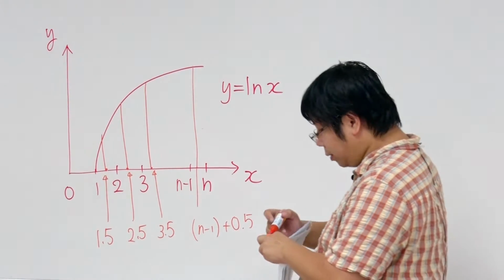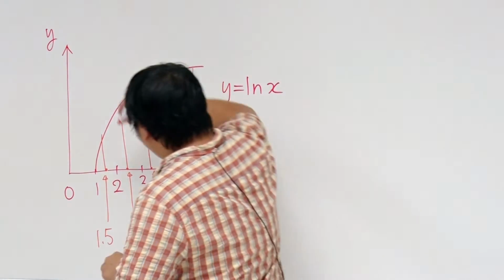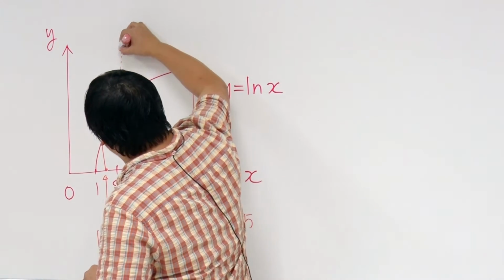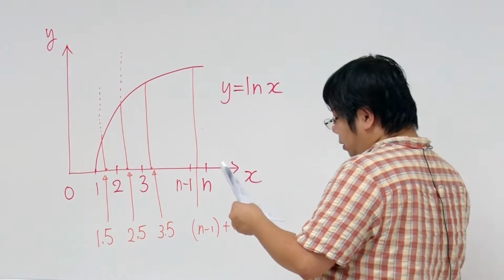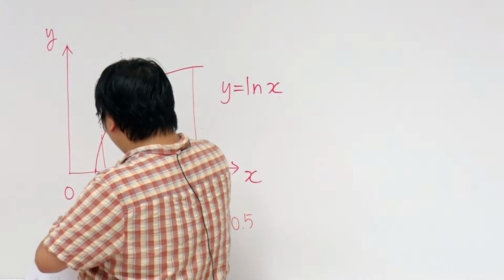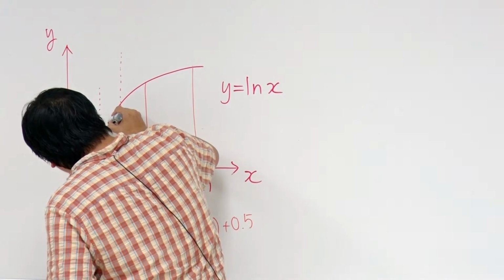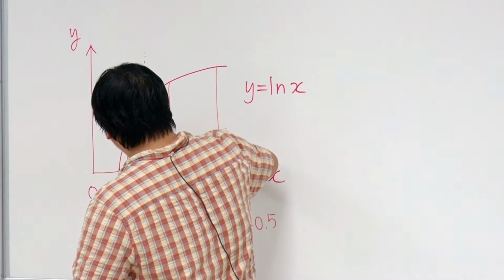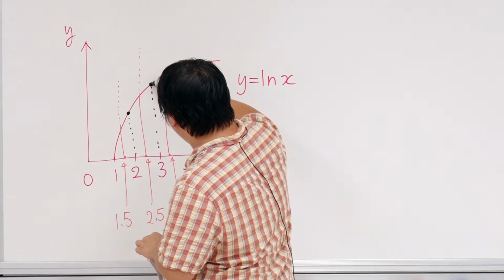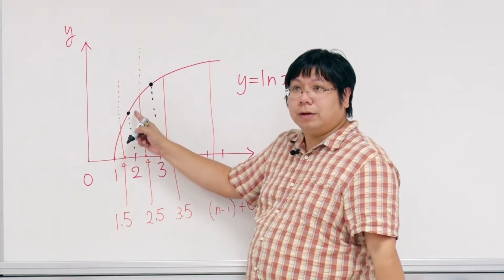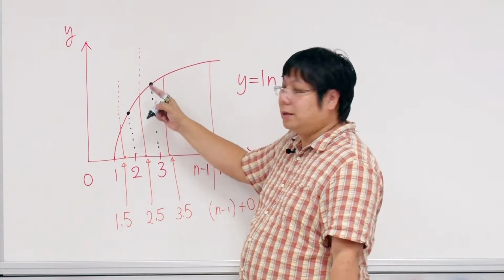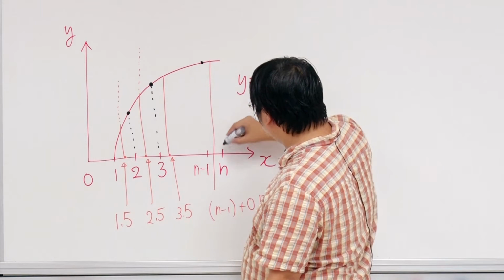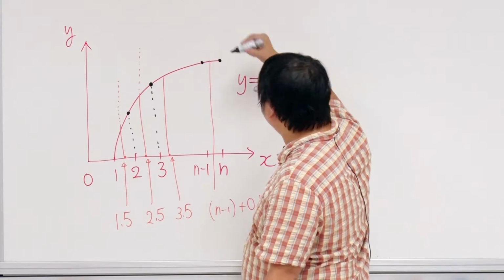And then what do we do? So we still look at the point that 2 joins to this one. So this is the value of log 2. Is that okay? This is the value of log 3. And for this one, this is the value of log of n minus 1, and this is the value of log n.